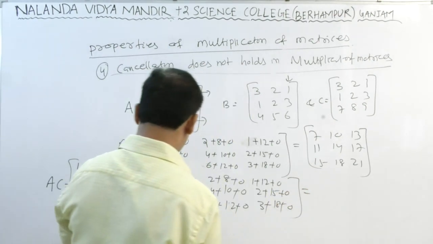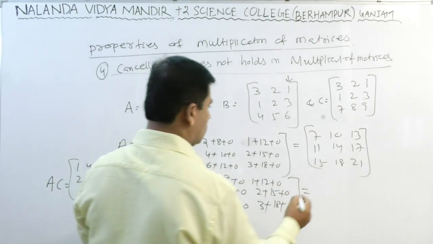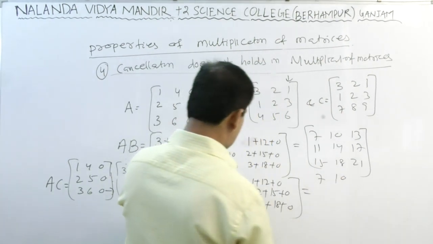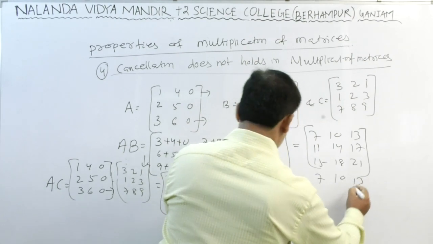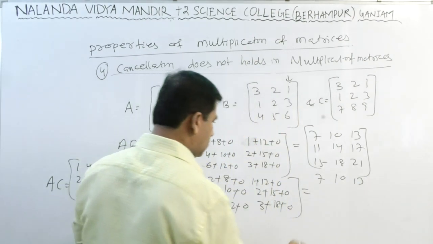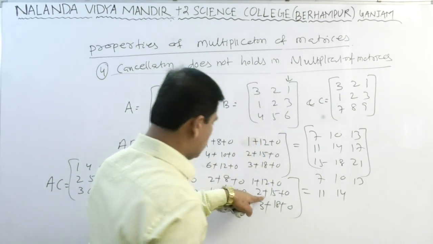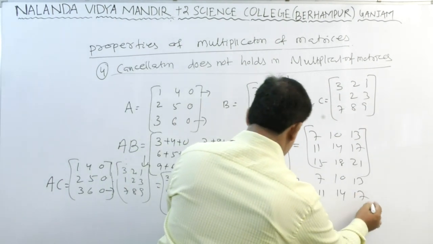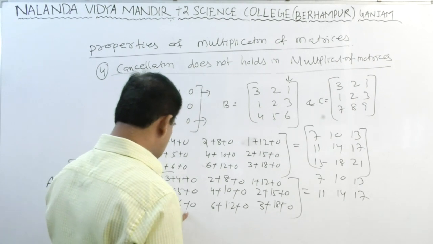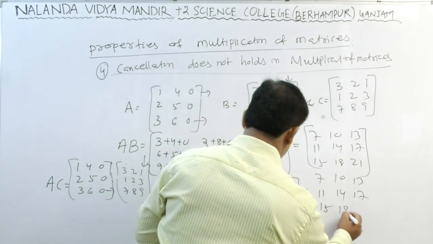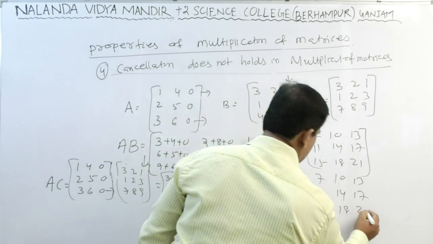This is equal to 3 plus 4 plus 0, 7. 2 plus 8 plus 0, 10. 1 plus 12 plus 0, 13. 6 plus 1 plus 0, 11. 4 plus 9 plus 0, 14. 2 plus 15 plus 0, 17. 9 plus 6 plus 0, 15. 6 plus 12, 18. 3 plus 18, 21.